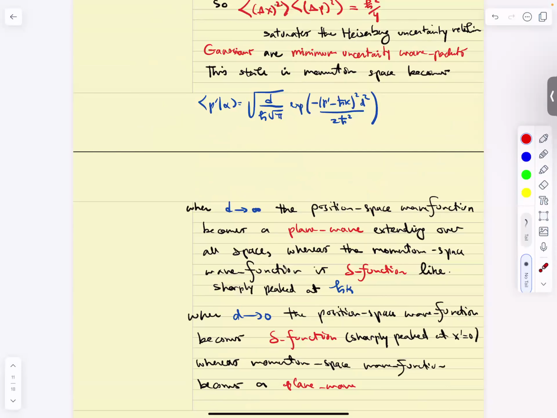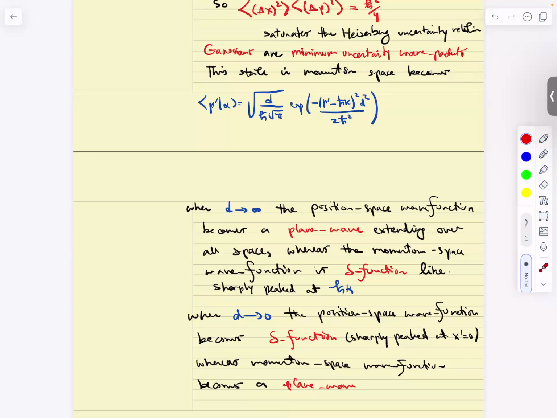Now, D was a measure of the width of the wave packet in the position eigenbasis. When D goes to 0, it means what? It means that you have no uncertainty in position. It becomes a Dirac delta function. You know exactly what is going on. What happens to this wave function when D goes to 0? It becomes 1. You have no clue where the momentum is.